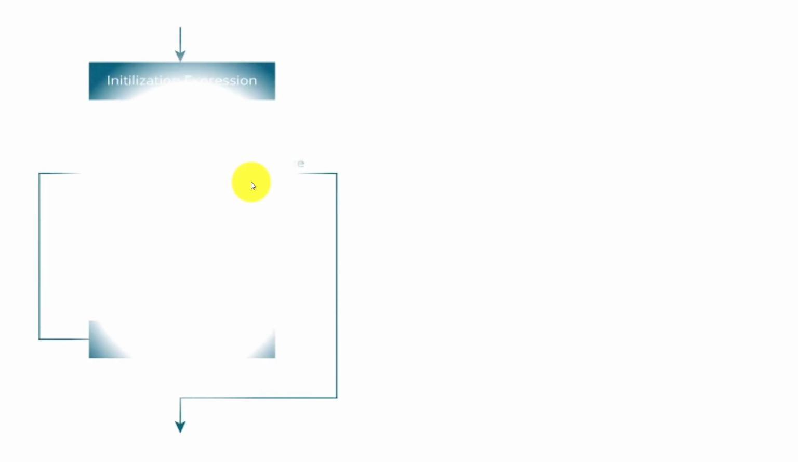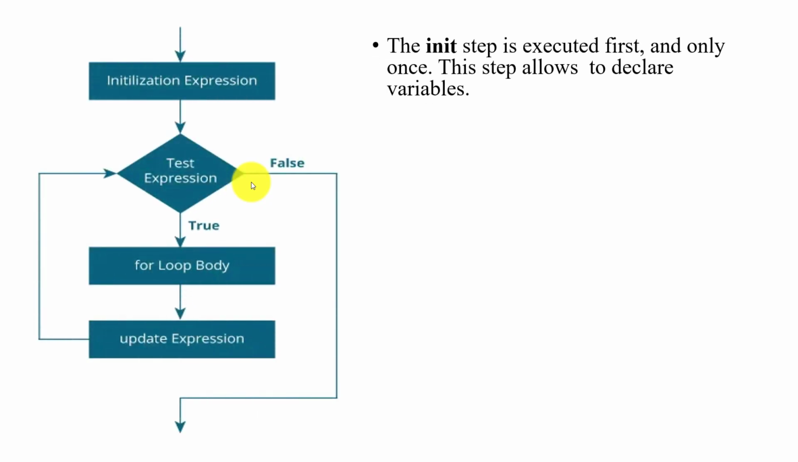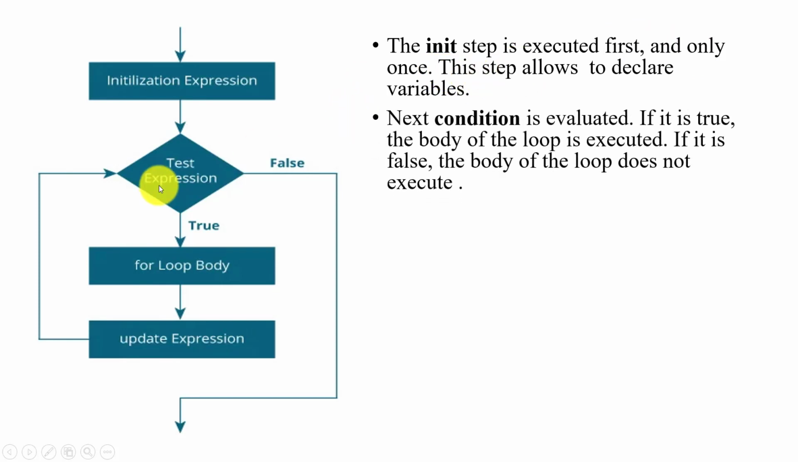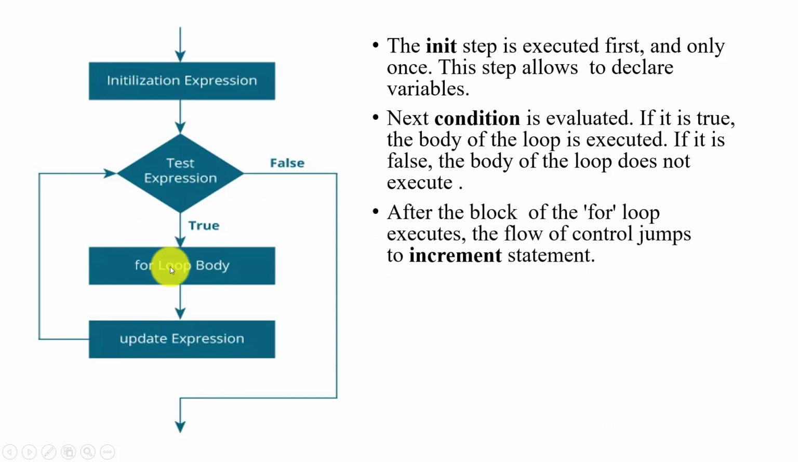Now let's understand this working with the flow chart. At the first step, it initializes, and this executes only once. Now at the second part the condition is going to be checked. That is, the condition part is evaluated. If it is true, then the control goes to the for loop body, and if it is false, the loop gets terminated. If it is true, it will execute the for loop block, and next it makes the update or increment.